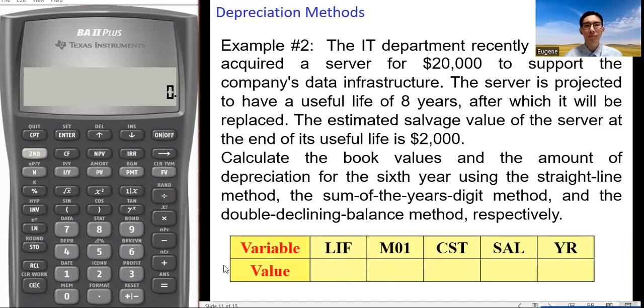Input the variables. LIF, the life of the asset, 8 years. M01, by default, 1. No information is given in the question. CST, the cost, 20,000. Salvage value, SAL, 2,000. And YR, we want the information for the 6th year. YR is 6.